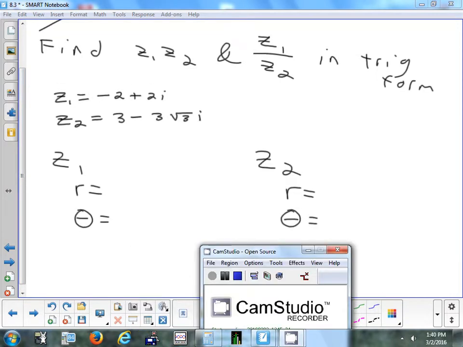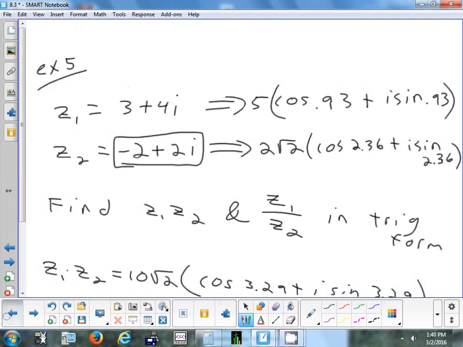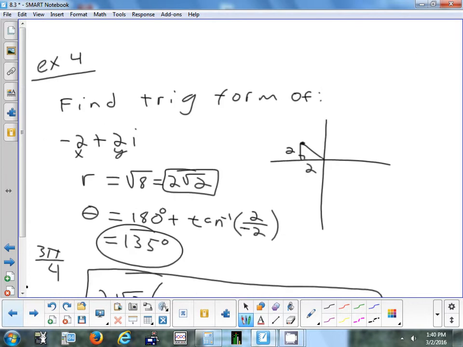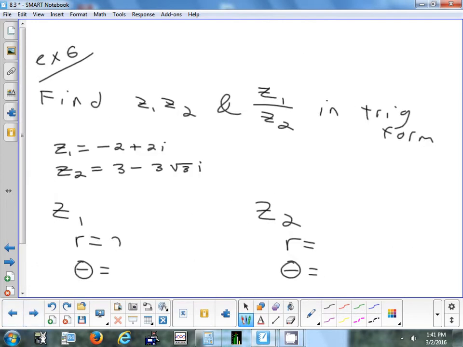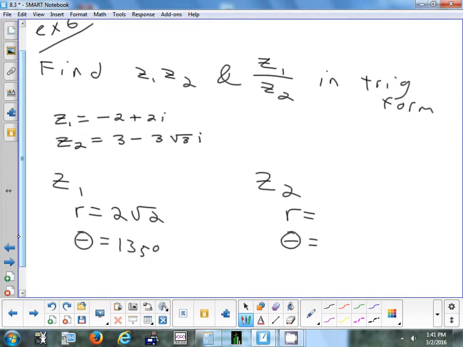So first thing here is to figure out your radius and angle for each point. For negative 2 plus 2i, we already did that one right here. The radius is 2 root 2, angle 135. So I won't go through that one again. For Z2, anybody get the radius for that one? I got 6. Yeah, it is 6.